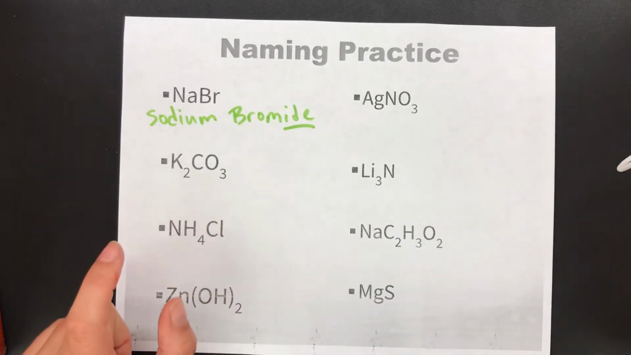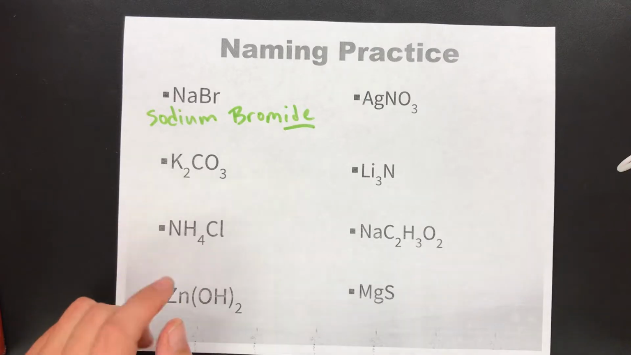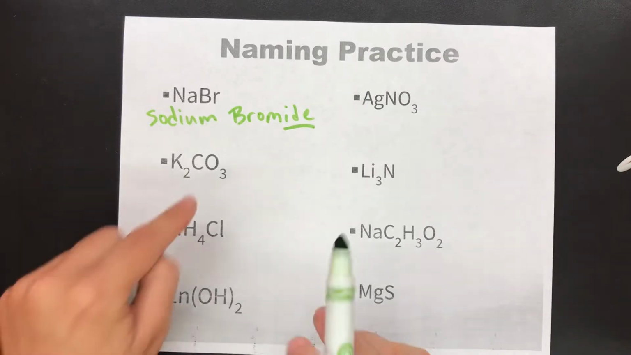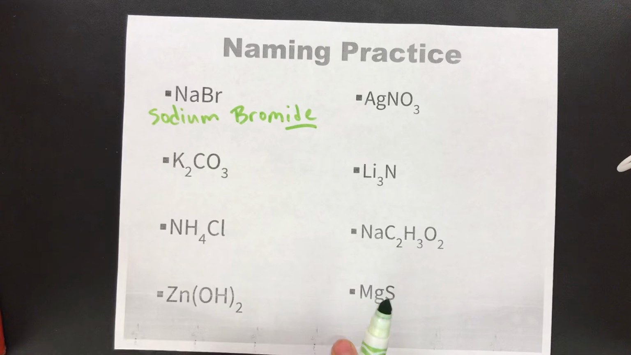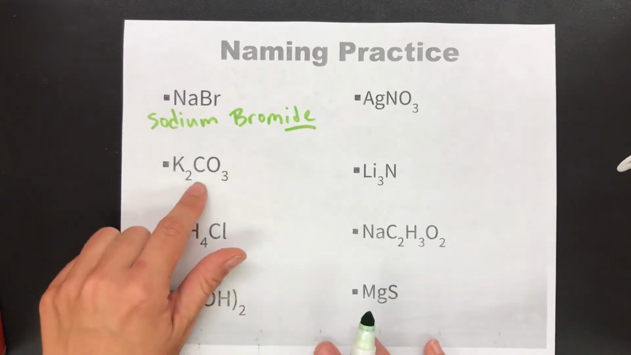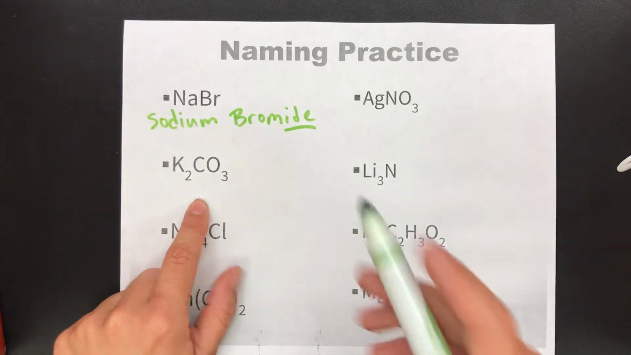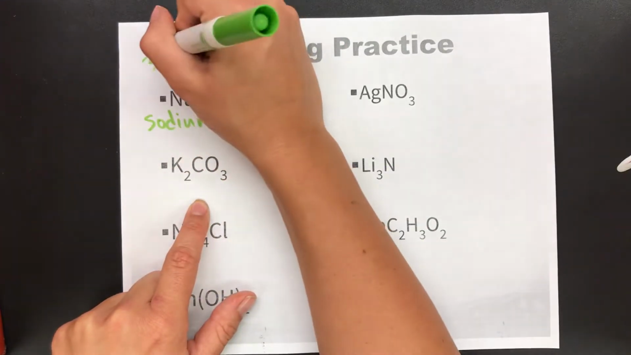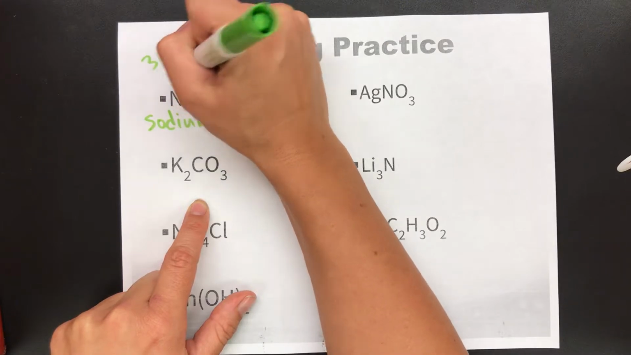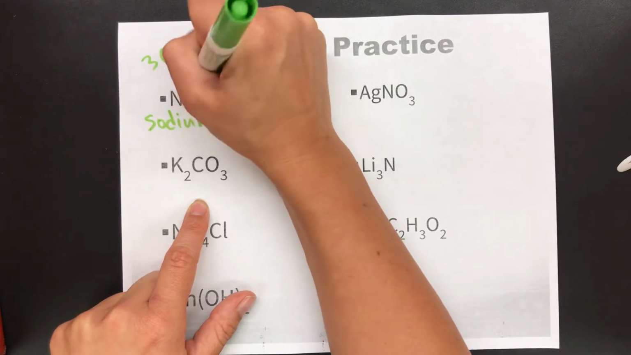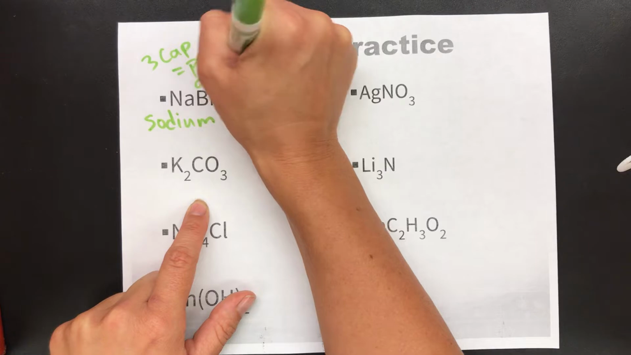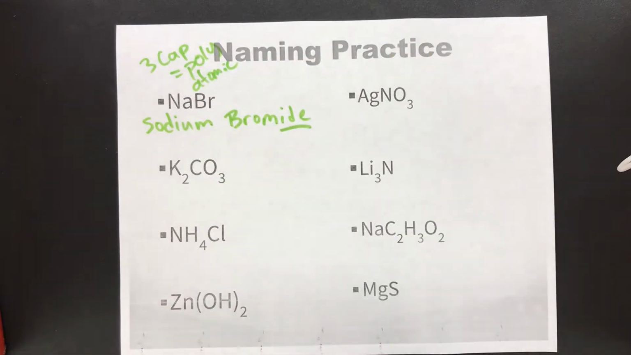K2CO3, you don't care about the numbers at all whatsoever. Don't look at the numbers, you're just naming the parts. Now, what is different about this one versus this one? Look at it for a second. What's weird about it? This one has 3 capital letters, this one only has 2. 3 capital letters means there is a polyatomic. Okay, 3 capital letters means there's a polyatomic sitting in there. You have to figure that out.